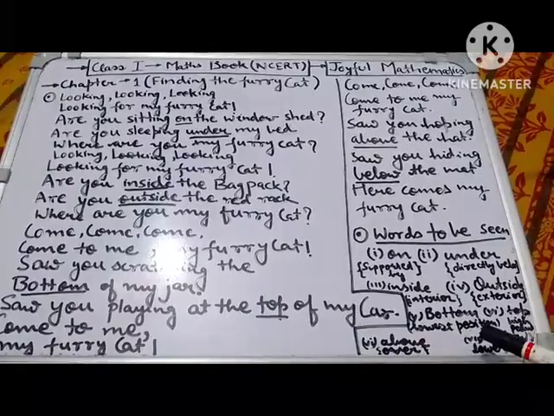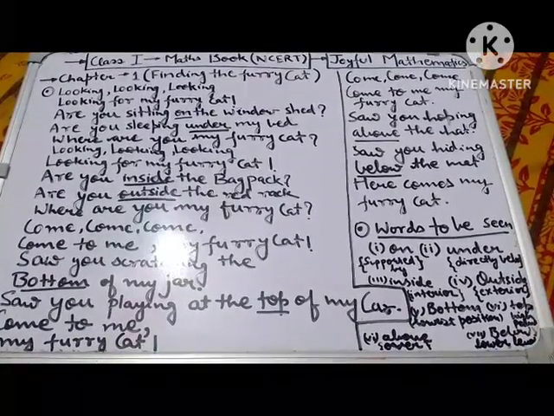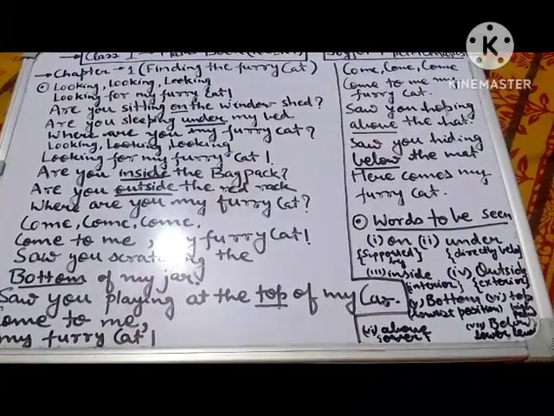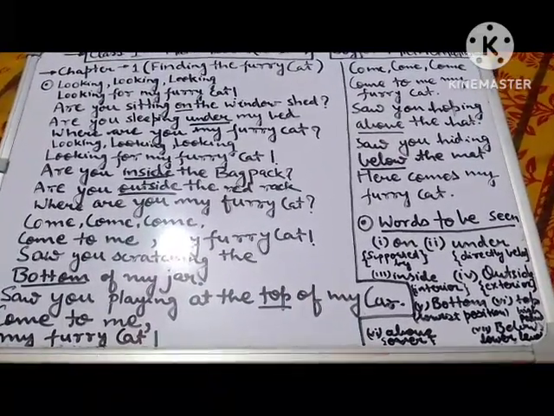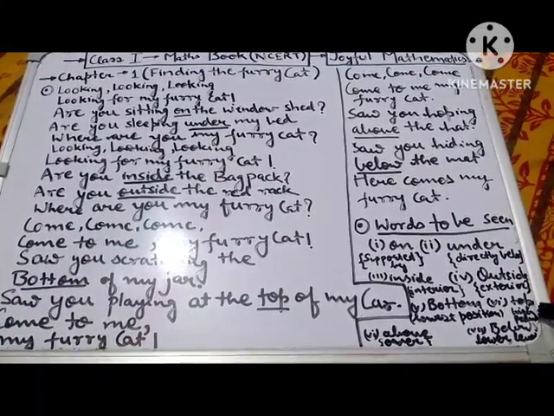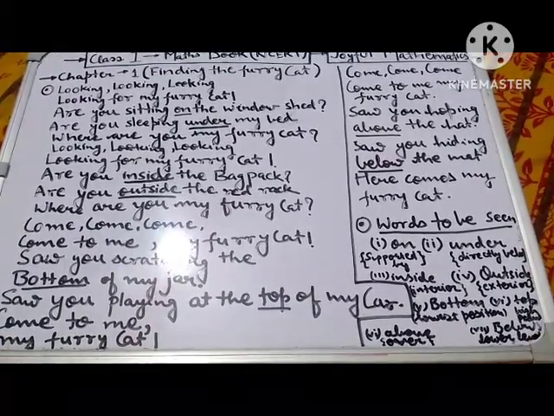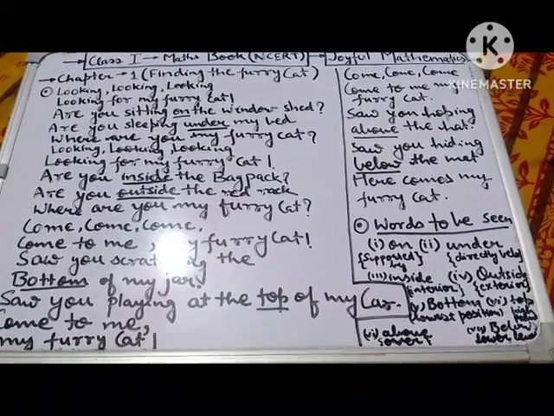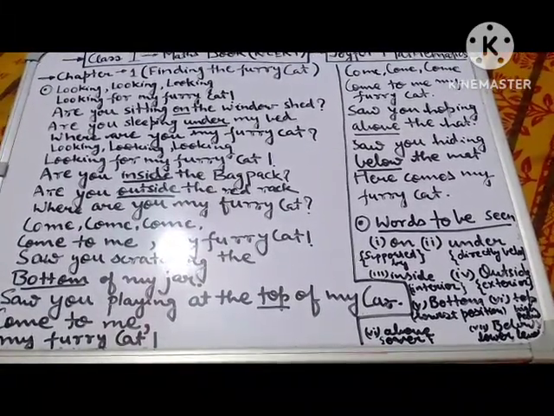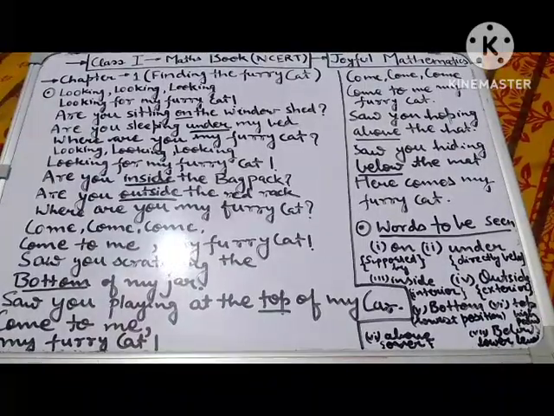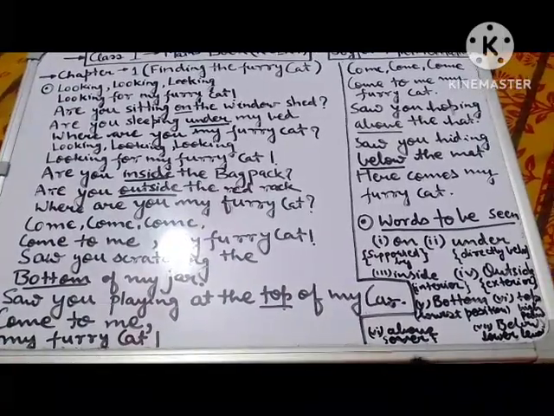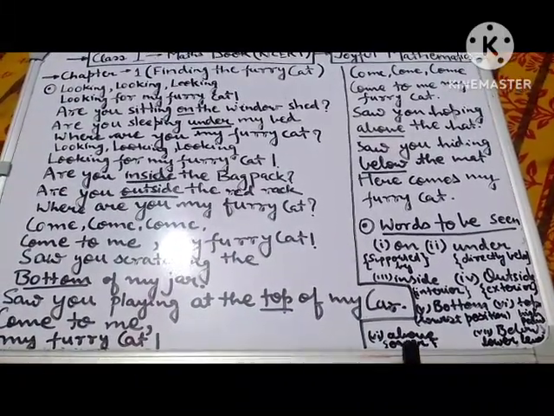Another word marked is bottom. So bottom is the lowest position of anything. If a ladder is there, you can say at the bottom of the ladder, means at the lowest position of anything. Similarly, another word is top, which means high position. If anything is arranged, at the uppermost part, at the highest position, it is called top. In the example of a ladder, at the top of the ladder we have to climb.